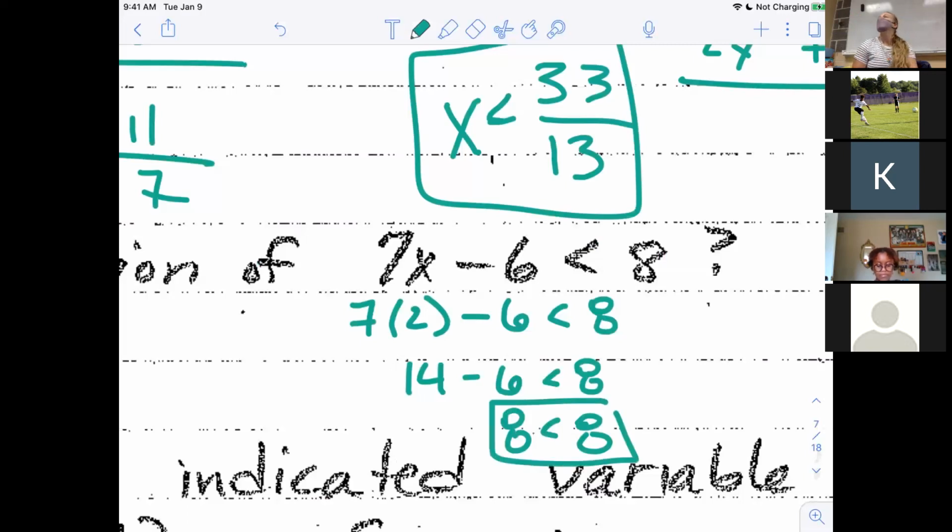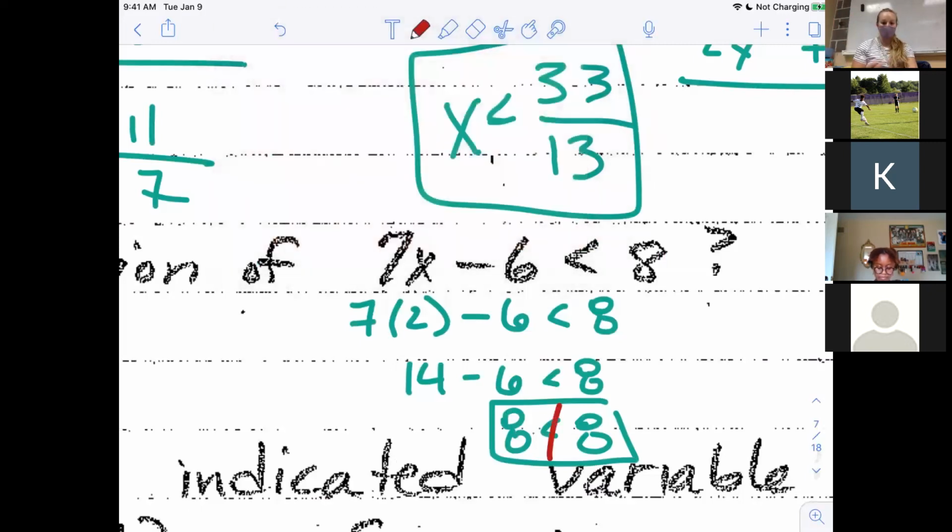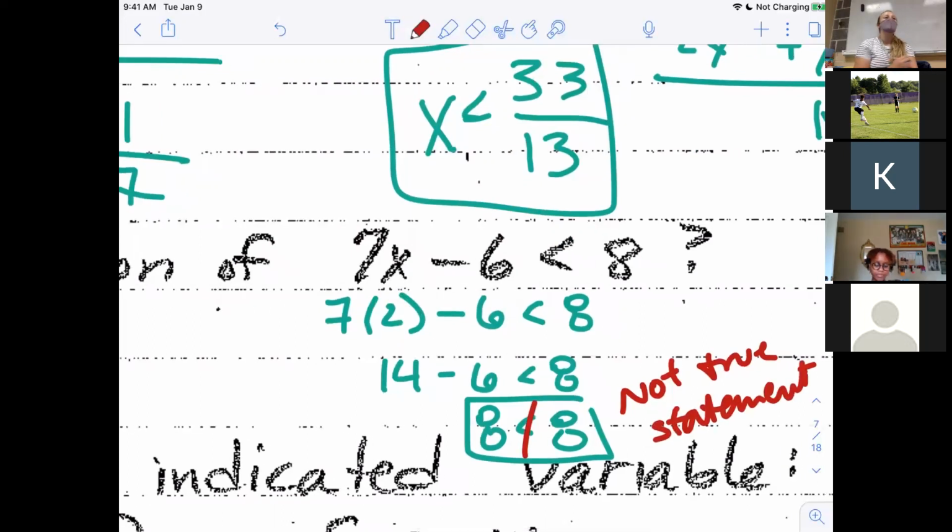No. Sometimes you get here and you're like, I don't really know what to do. This is not a true statement. 8 is not less than 8. Sometimes I put a little mark there to make sure I know. Since that's not true, it's not a true statement, then that means that that's not a solution. Not a true statement. Grace?